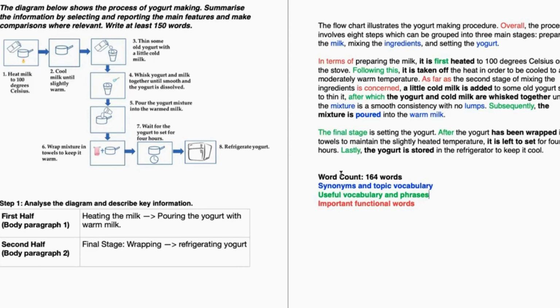These are very similar to your important functional words, but they're very specific to stages and sequencing. So make sure that you are committing these to memory and using them when necessary, where appropriate in your essay. And lastly, I just want to show you the bolded phrases here. These are all of the passives. So it is heated, it is taken off, little cold milk is added, the yogurt and cold milk are whisked together, the mixture is poured. Remember, we don't know who is doing this. It is not important, but notice how much passive is in this essay.